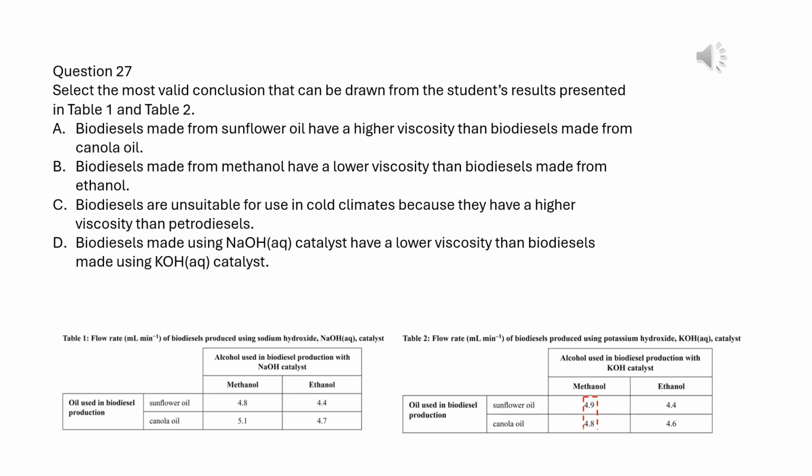So, A is eliminated. Both tables show that methanol treatment's flow rate is higher than ethanol's. So, biodiesels made from methanol have a lower viscosity than biodiesels made from ethanol. So, B is correct. Yes, biodiesels are unsuitable for use in cold climates. However, this statement is not related to the present experiment. So, C is eliminated. D is correct for canola oil but not sunflower oil because the flow rate of sunflower and NaOH catalyst is lower than that of CO. So, D is eliminated.